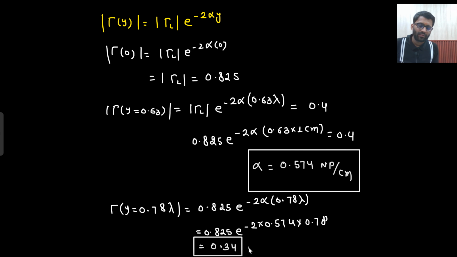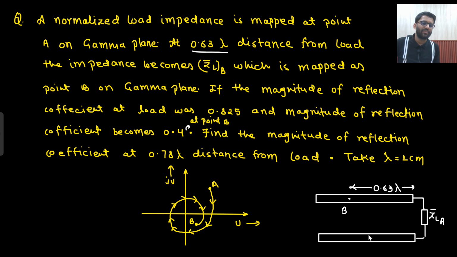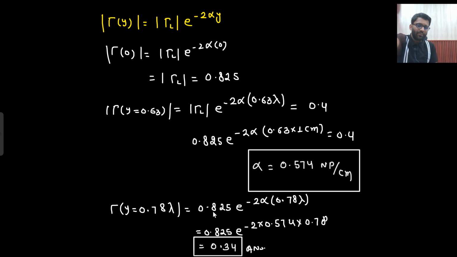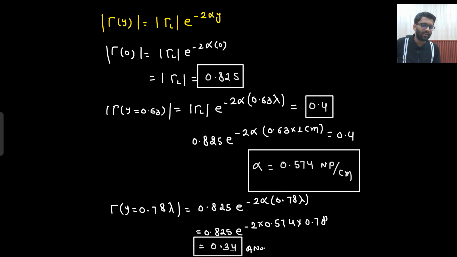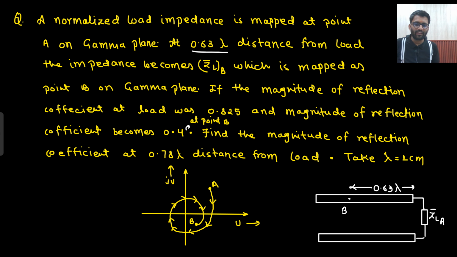In this particular question, the Smith chart was not even required. It is just to give you a feel that your gamma is reducing. Initially gamma was 0.825, then 0.4, then 0.34. So just to give you a feel that your mode of gamma is decreasing: here this was the mode of gamma, now this is the mode of gamma, and you can see the line is getting smaller.